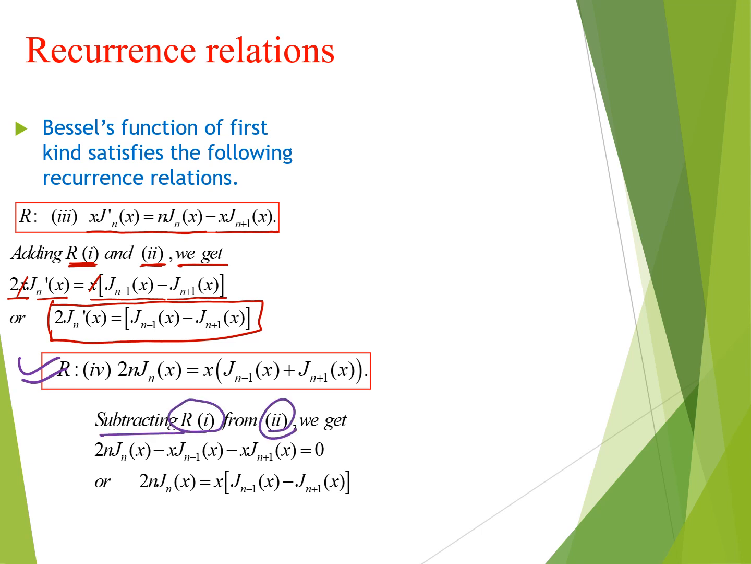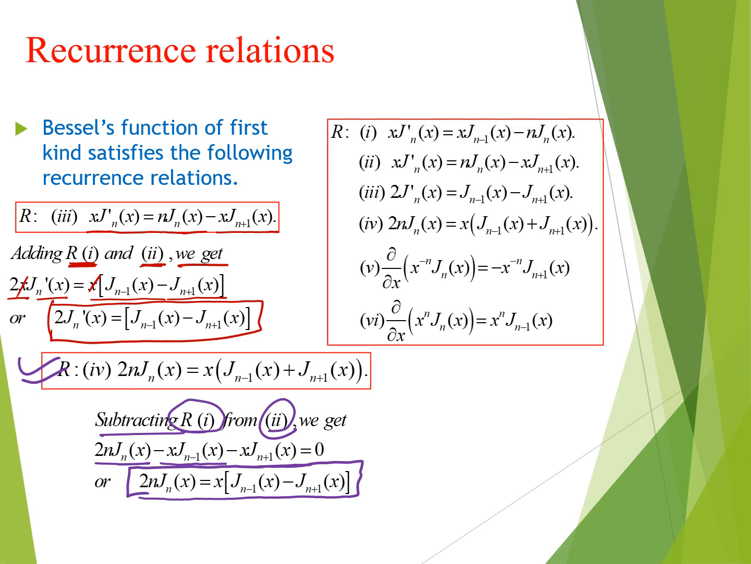Now for the fourth recurrence formula, subtracting recurrence formula 1 from 2, we get 2n Jn is equal to x J n minus 1 plus J n plus 1. When we subtract it, we find that this is equal to 2n Jn is equal to x times J n minus 1 plus J n plus 1. Now this is the fourth recurrence formula.